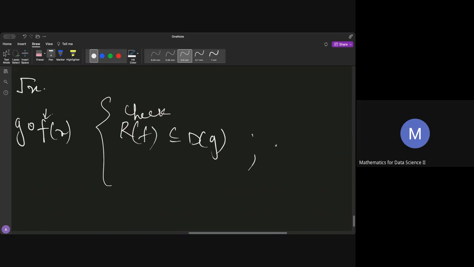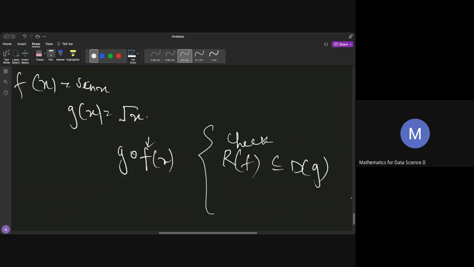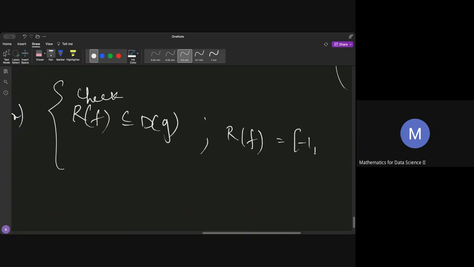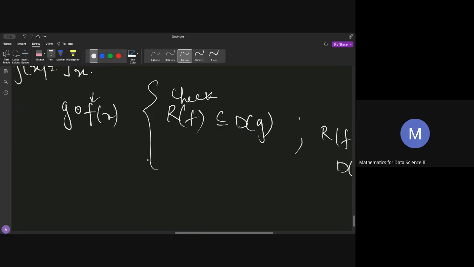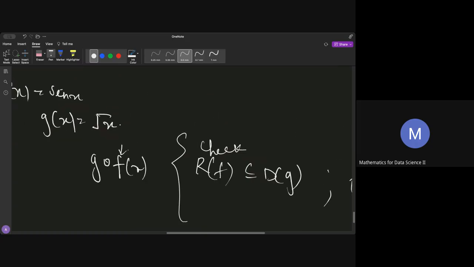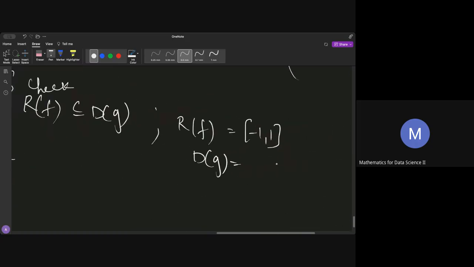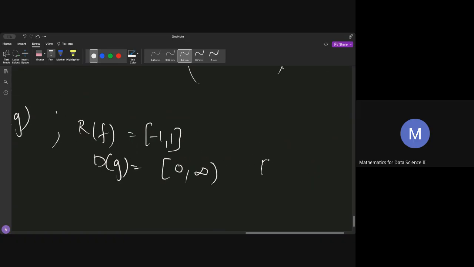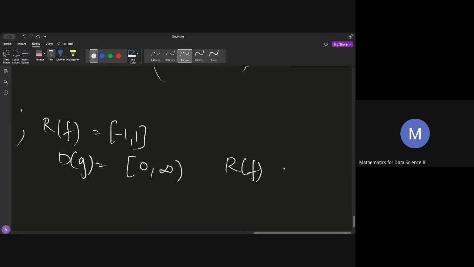So for this one, the range of f is, again, -1 to 1. And what's the domain of G this time? So your G is square root of x. The domain for square root of x is 0 to infinity, right? And this time it's not contained in this. If you take this thing, the range of f is not contained in the domain of G.